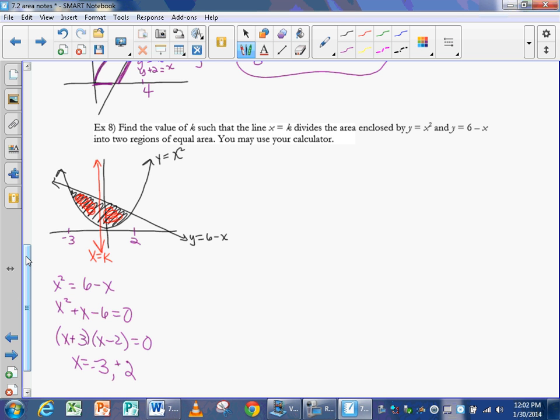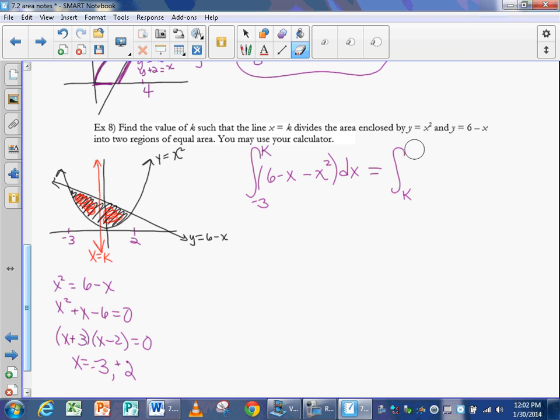Okay, so I know k needs to be between those two values. Hey, that's something. And what I really want to have happen is I want the area from -3 to k of top minus bottom to equal the area from k to 2, of top minus bottom.